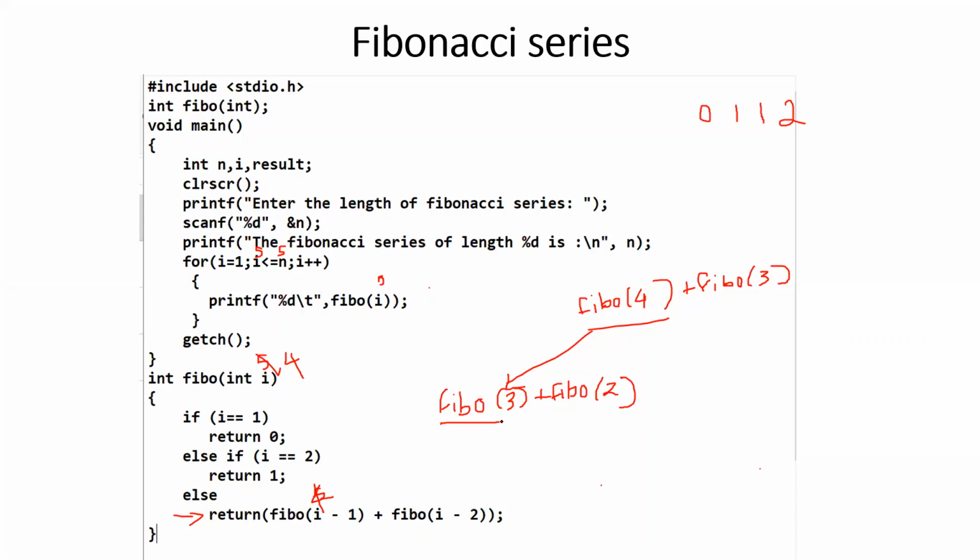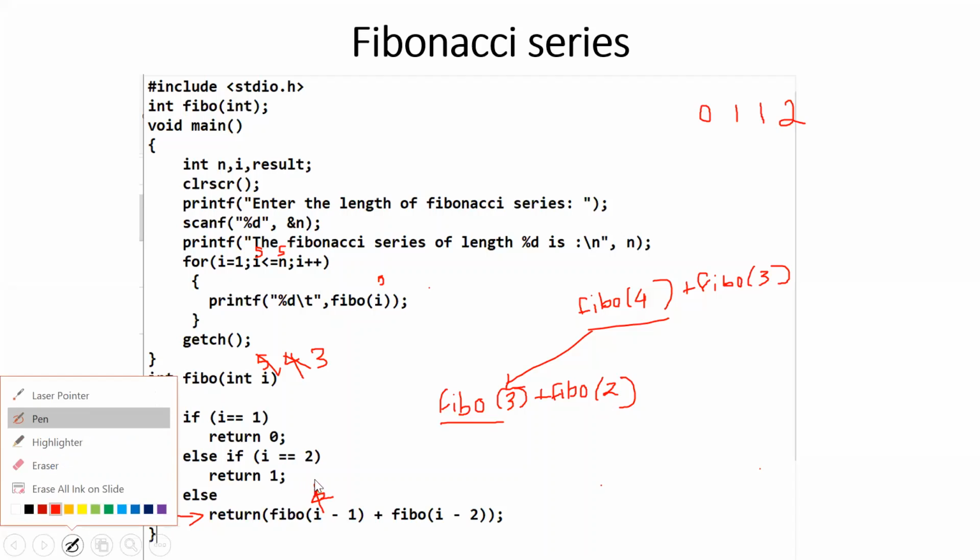Now again, we will be calling Fibo of 3. So instead of I value 4, now it will be passing 3. So it will come and check whether I value is equal to 1. No, I value is not equal to 2. So it will come to this line, right? So now instead of 4, we will be substituting what? We will be substituting the value of 3, right?